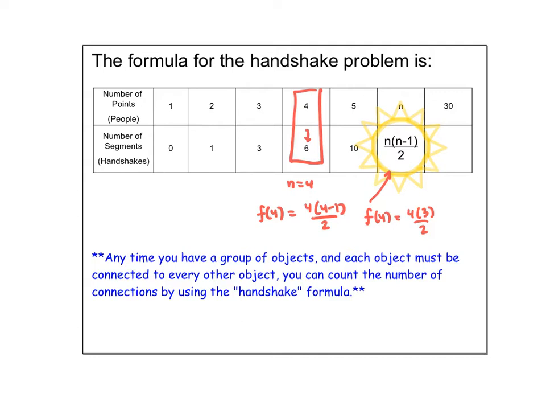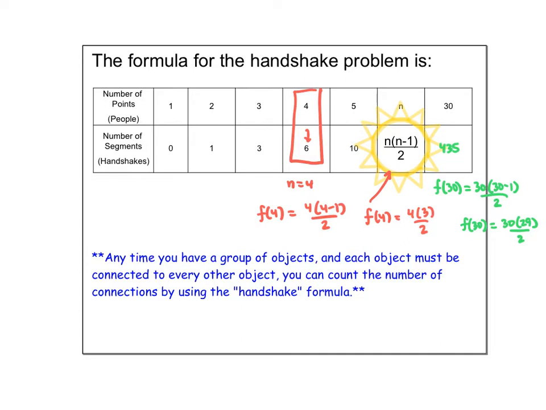So what would be f of 30? Let's find the 30th term. f of 30 would equal 30 times 30 minus 1 divided by 2. Well, f of 30 would then equal 30 times 29 divided by 2. Oops, divide by 2. Well, in this case, you would likely need your calculator. So you would take 30 times 29 and divide it by 2. Looks like at a party with 30 people, there would be 435 handshakes.